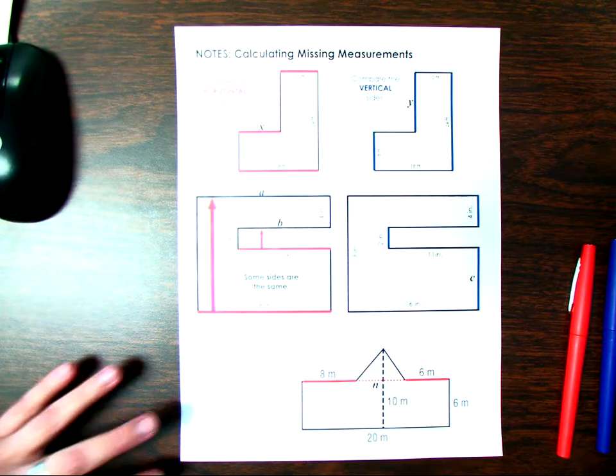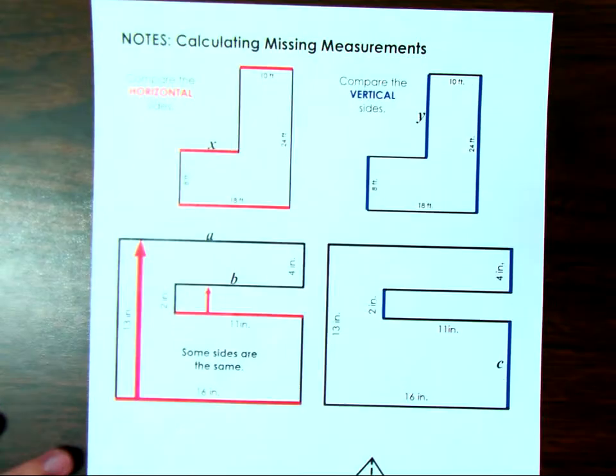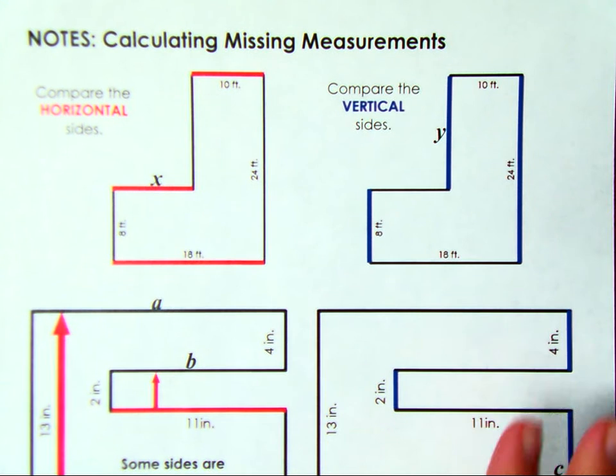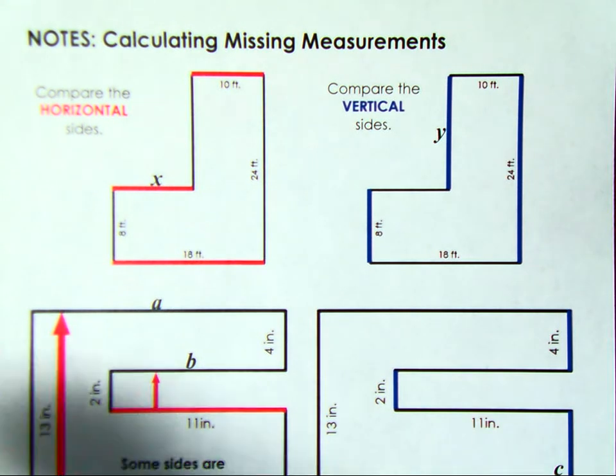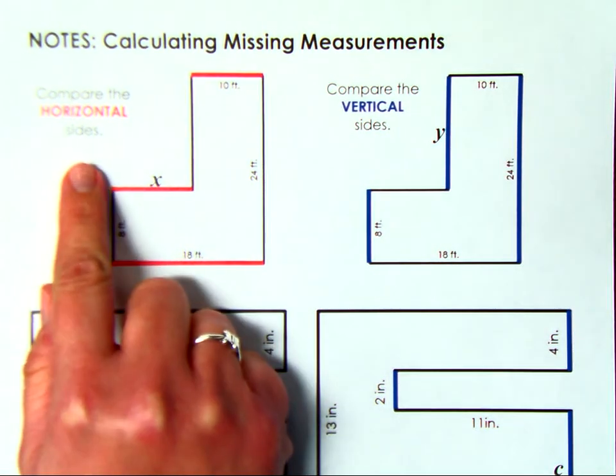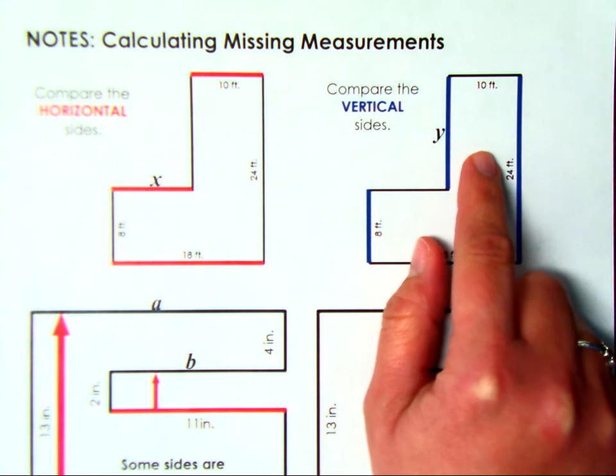All right, y'all, today we are going to look at how we can take these irregular figures or composite shapes that we've looked at and get a little bit closer to being able to find the area. So the first thing we need to talk about after breaking up the shape is how to calculate those missing measurements. So we can compare horizontal sides or vertical sides.